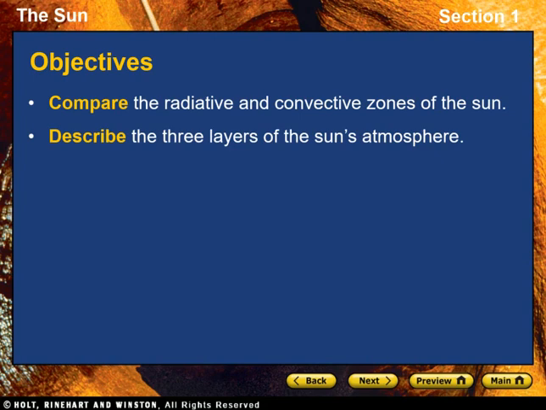At the end of this video, you should be able to compare the radiative and convective zones of the Sun and describe the three layers of the Sun's atmosphere.